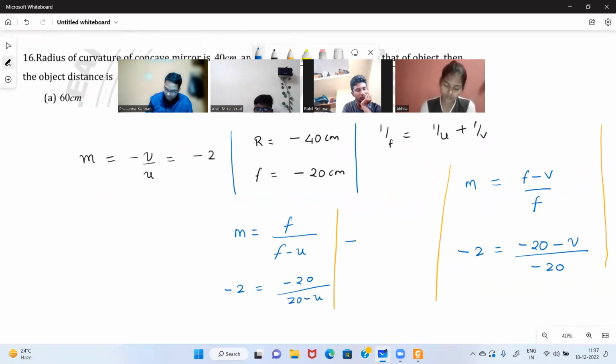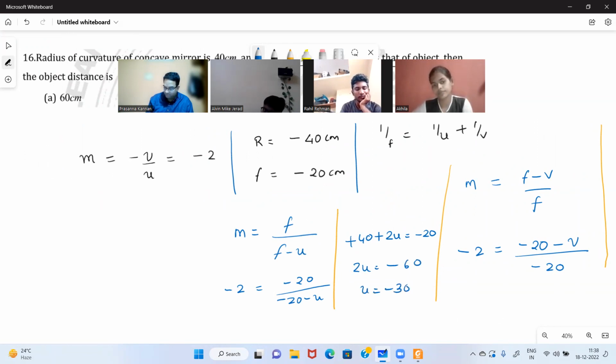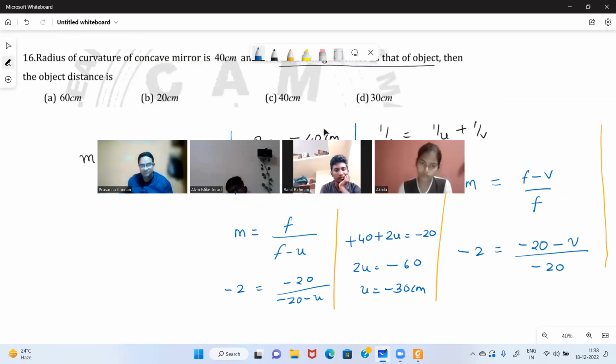So if you multiply, minus 40 plus 2u is equal to minus 20. So on top it will be 20, plus minus 40, minus 20. Yes, so it will be plus 40. So 2u is equal to minus 60. So u is equal to minus 30 centimeter. Magnitude wise, it will be 30 centimeter. Correct.